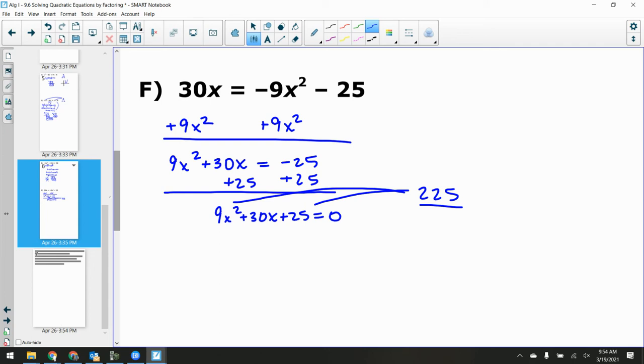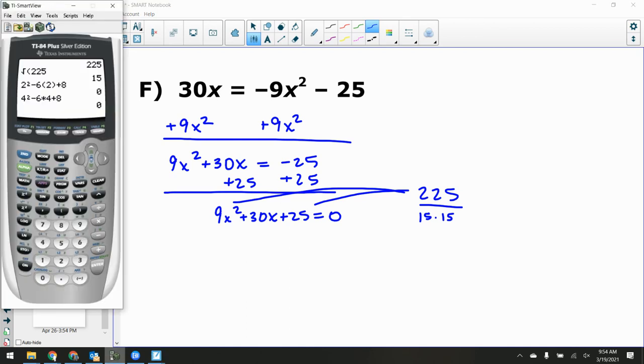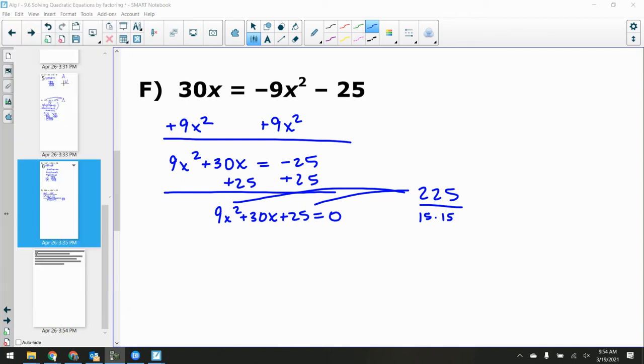15 and 15. This is actually one of those special cases. Is 9 a perfect square? Yeah. Is 25 a perfect square? Yeah, so maybe 225 is a perfect square. Let's take the square root of 225. Bingo. 15 and 15. So we say 9x squared plus 15x plus 15x plus 25.